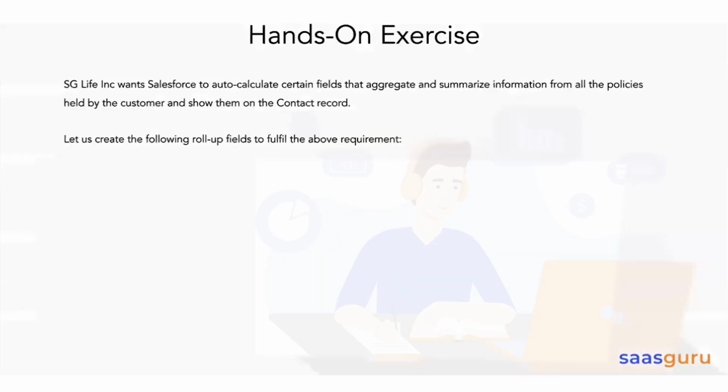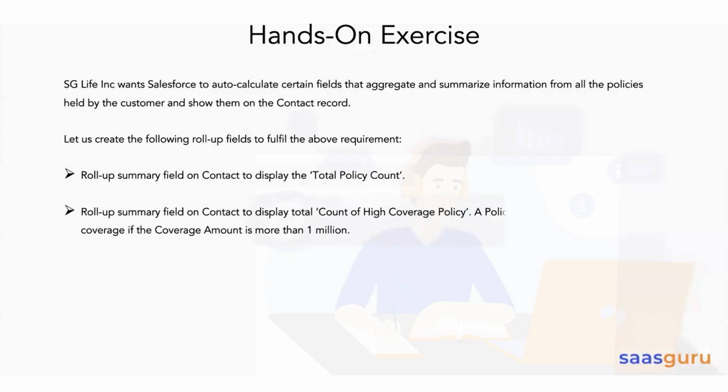So what we are going to do is perform a hands-on. First of all, we are going to create a roll-up on the contact object since it's the master object. We are going to count the number of policies by creating a roll-up summary field named total policy count. Then we are going to create another roll-up summary to display the count of high coverage policy. For example, if there are 15 policies associated with the contact, if the coverage amount is greater than 1 million, then it is categorized as a high coverage policy.